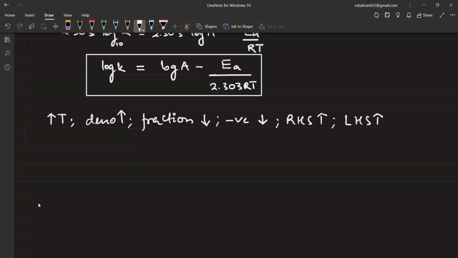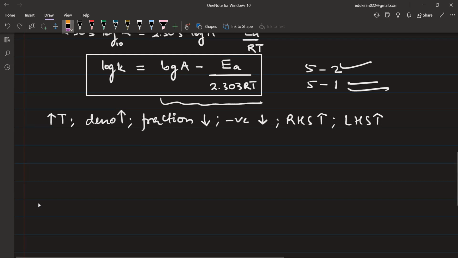Is the sequence understood? Yes or no? Please tell me. I increase the temperature, the denominator increases. If the denominator is increasing, this fraction will decrease, and the negative part is also decreasing. That means this whole term will be increasing. Which is greater, 5 minus 2 or 5 minus 1? 5 minus 1 is greater, right? So this negative part is decreasing, this whole RHS will be increasing, and similarly LHS will also increase. Look at this once again carefully. If you have any doubt, let me know. If not, then please write with me.